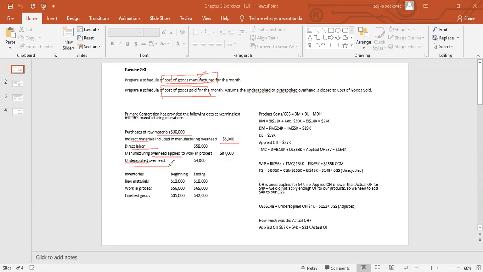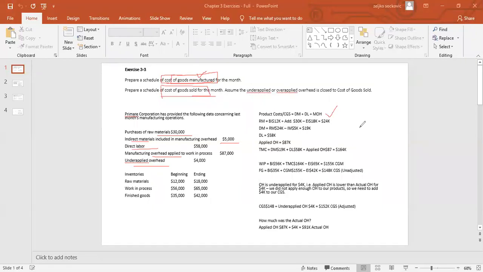Now we have to figure out cost of goods manufactured. Of course, we want to get to cost of goods sold, but we will go through cost of goods manufactured. So, as I said, what do we do first? We make a check. We say, what do I need to make a product? Direct materials, direct labor, and manufacturing overhead.